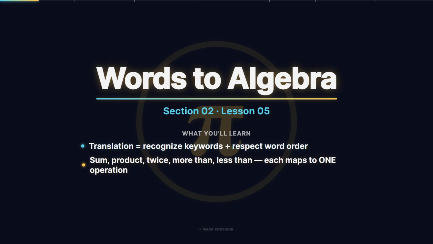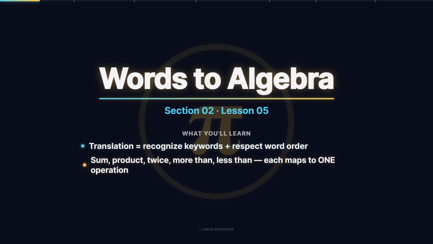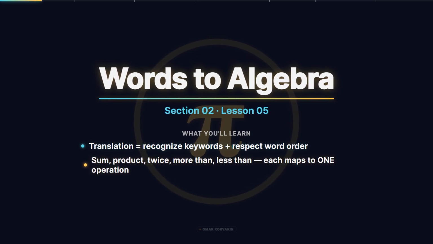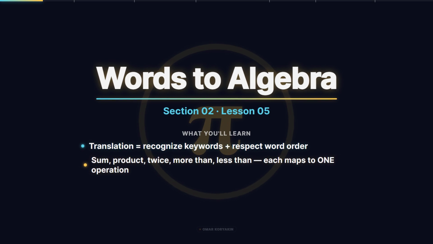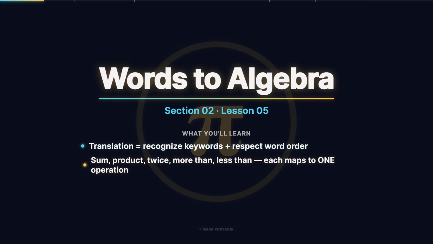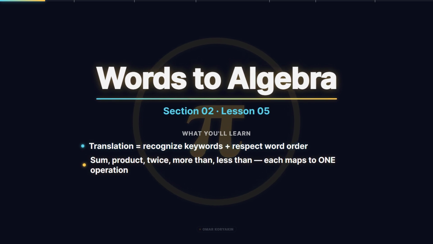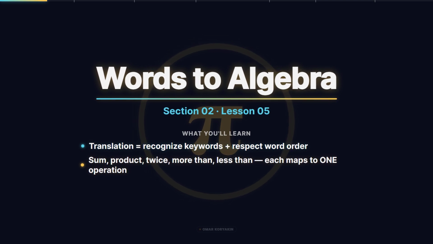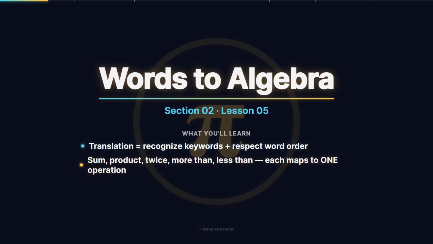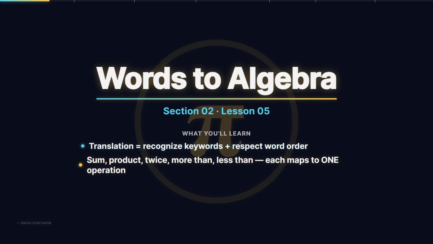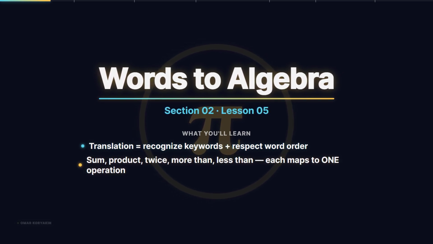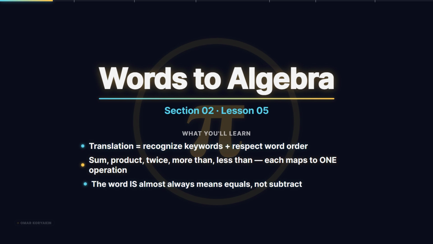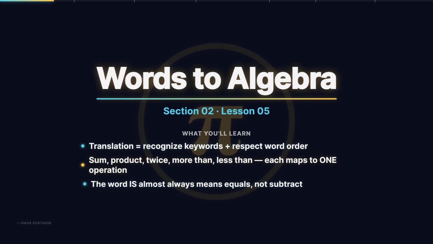Second idea. The keyword dictionary has roughly 15 entries that cover 90% of all algebra word problems you will ever see. The sum, plus, more than, increased by, and added to all map to addition. The difference, minus, less than, decreased by, and subtracted from all map to subtraction. The product, times, twice, doubled, and tripled all map to multiplication. The quotient, divided by, per, and ratio all map to division. The words is, equals, gives, yields, and results in all map to the equals sign. Memorize this short list and recognition becomes automatic the moment you read a problem.